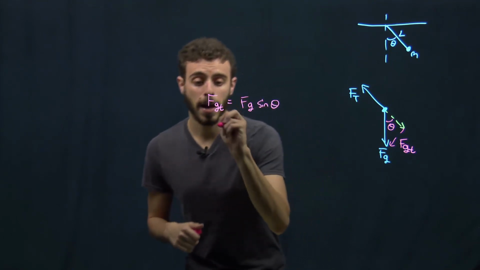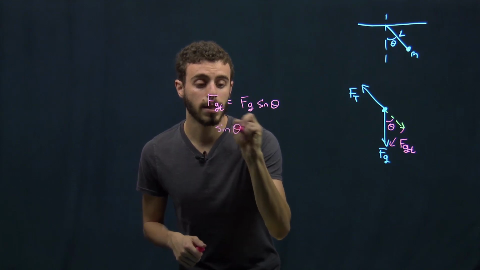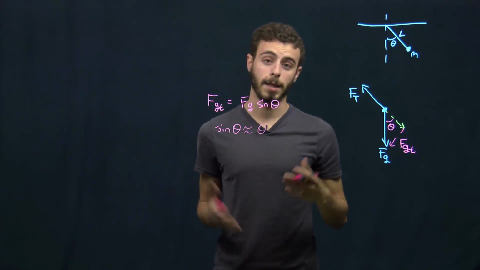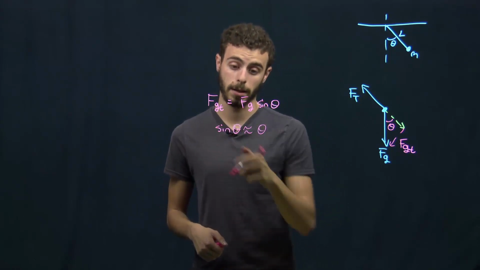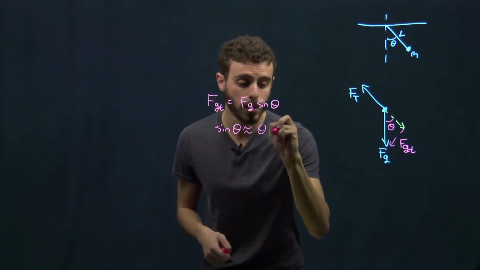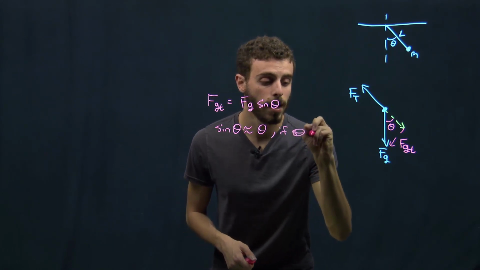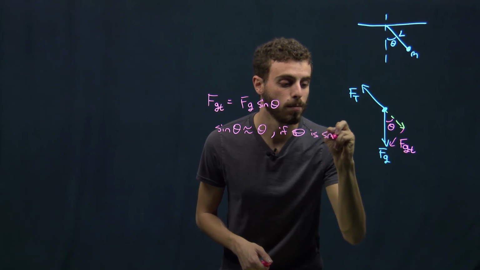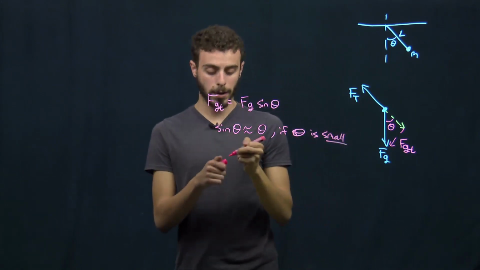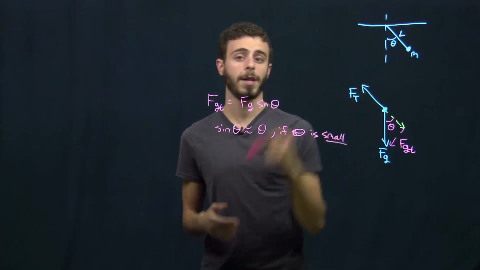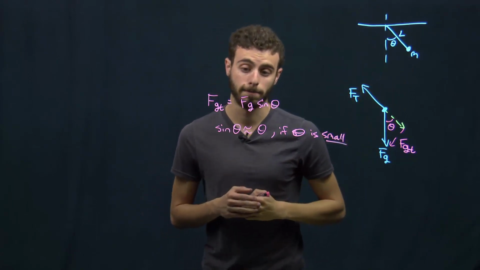We can get around that by saying, if our angle is small, so if theta is small, then sine theta is approximately equal to theta. This is true in radians, and that's called the small angle approximation. And I say again, this is only if theta is small. So we need our angle to be small. The small angle approximation holds as long as the angle that this pendulum swings through is small.